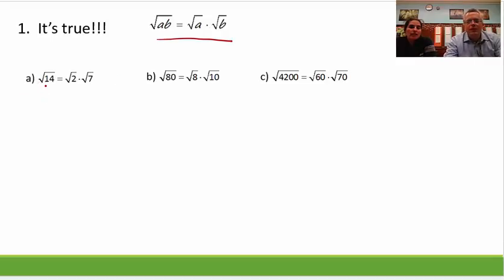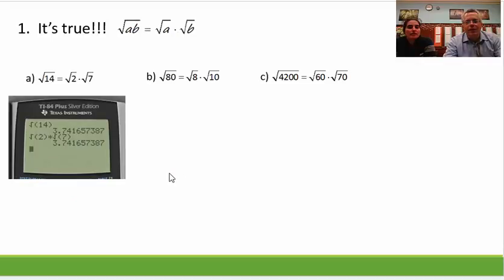So here, if you look, we have the square root of 14. 14 is 2 times 7. So the square root of 14 is equal to the square root of 2 times the square root of 7. And voila, magically, I have it here in the calculator to show you. The first line shows the square root of 14 is 3.74165737. And guess what the square root of 2 times the square root of 7 is? 3.74165737. Exactly.